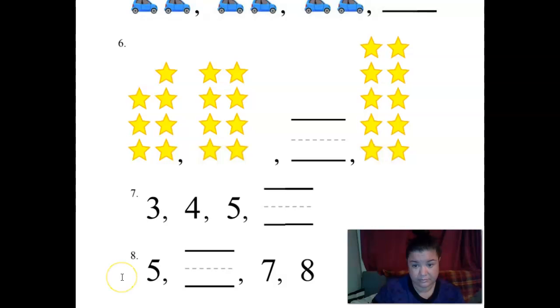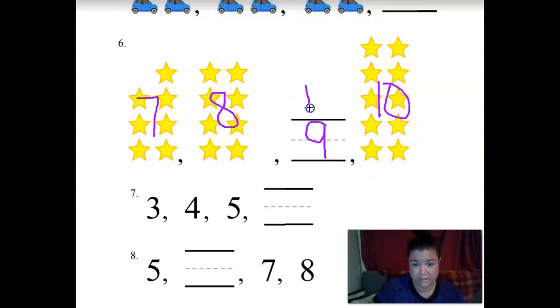Okay, did you write these numbers down? We have 1, 2, 3, 4, 5, 6, 7. So what comes after 7? 8. So we have 7 here. 8. What comes after 8? 9. So this is 10. Good. So 9 comes between 8 and 10.